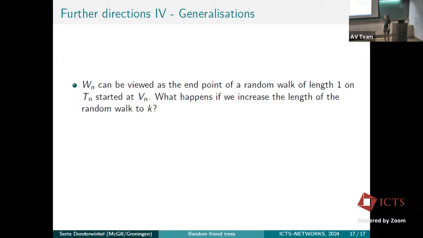So what happens if we increase the length of the random walk? In particular, if we increase the length of the random walk to order log n, the walk will have mixed, so we're going to be in the stationary distribution. So we're going to arrive at preferential attachment, right? So maybe by varying this k, we can actually interpolate between the behavior that we see here and the preferential attachment tree. That's a really interesting family of models to study.